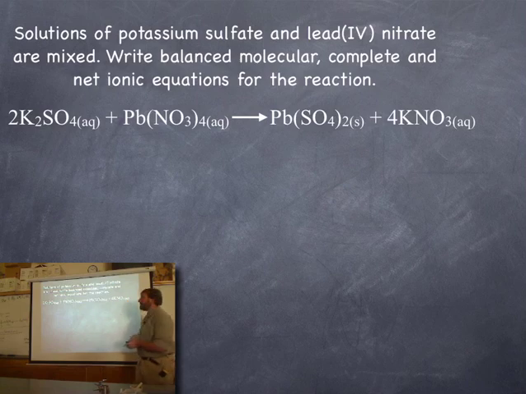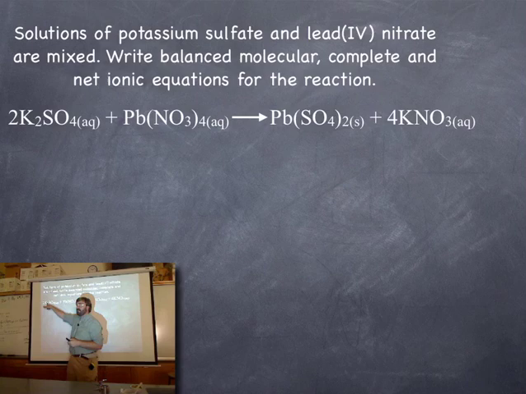I balance the equation. I know here I had 4 nitrates, which means I got to have 4 nitrates over here. I put a 4 in front. 4 potassiums means I got to put a 2 out in front here. That also solved my 2 sulfate issue.